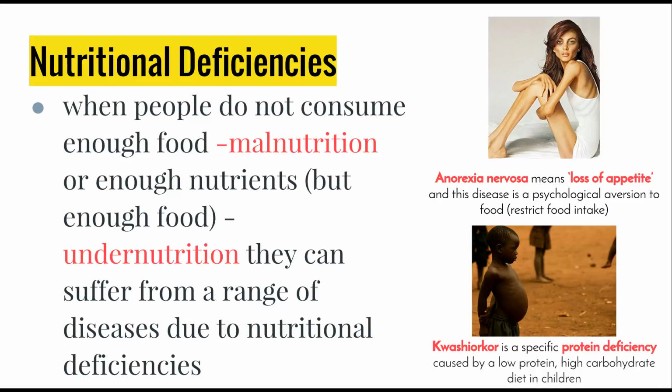Another one is kwashiorkor, which is a specific protein deficiency, which is caused when children are weaned off breast milk onto a low protein, high carbohydrate diet. And as we can see from the image there, the child looks like they are getting enough nutrients. However, they're not getting the protein, which helps to maintain fluid balance. So they end up with excess fluid in their stomach, giving them that bloated pot-belly look.